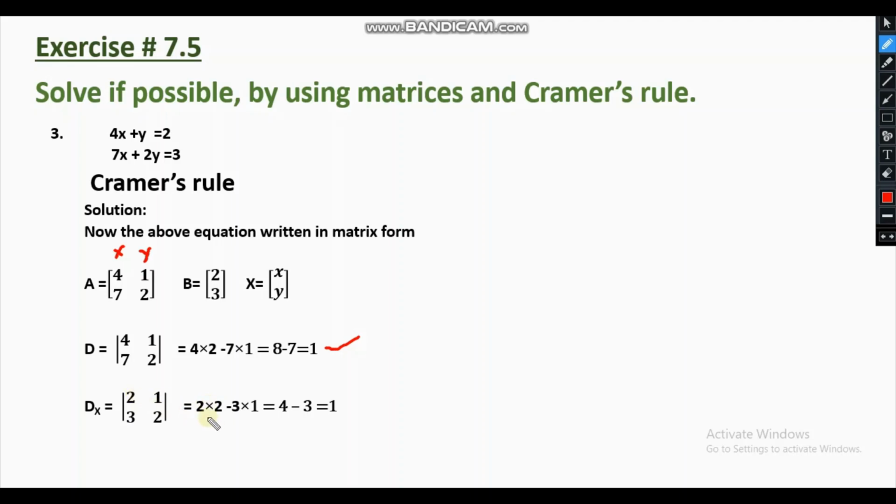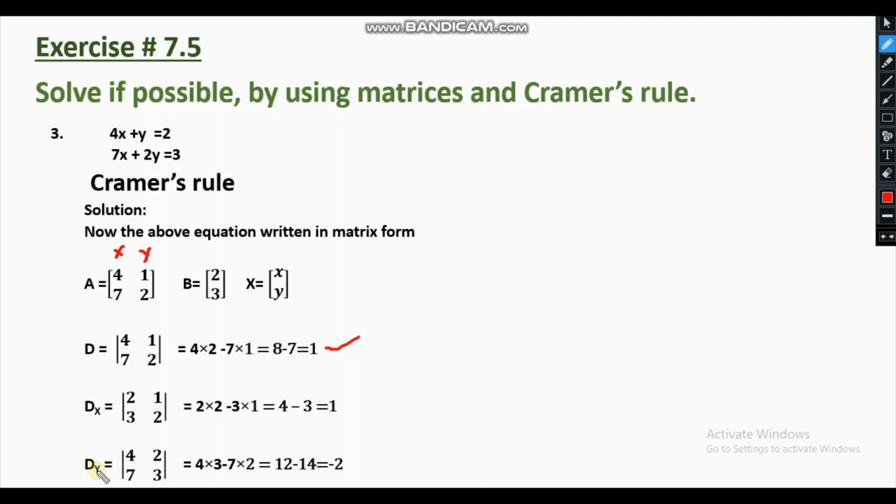So this is the matrix determinant again. Using this method, with a minus sign: 2 times 2 minus 1 times 3, so 4 minus 3 is again 1. Now again the value of the determinant of y. So 4 2 and 4 7, 4 7 same as it is.